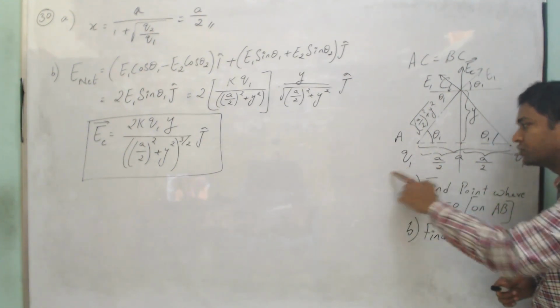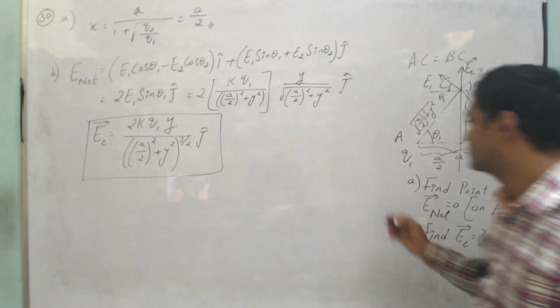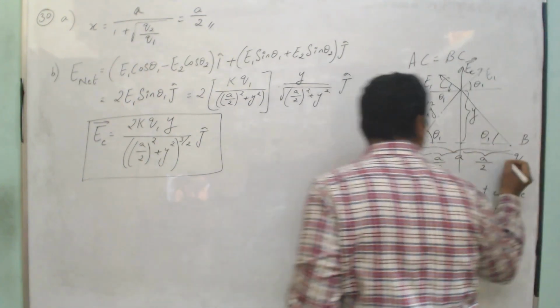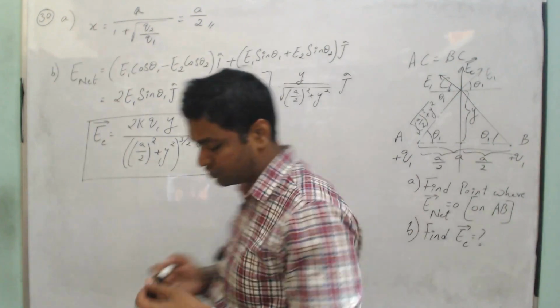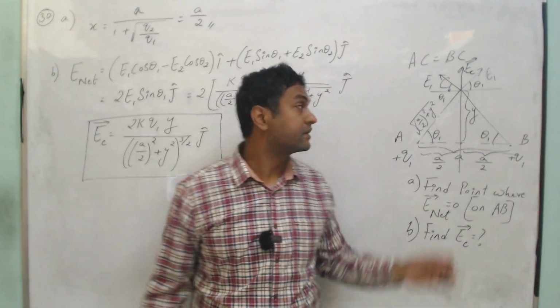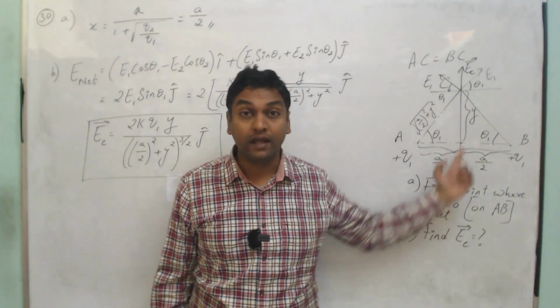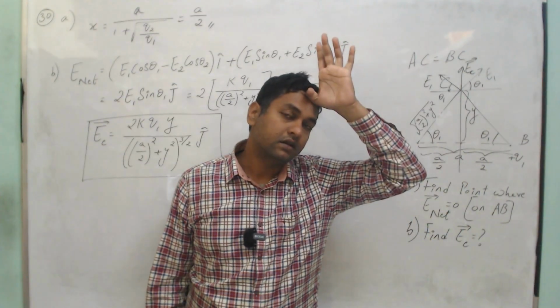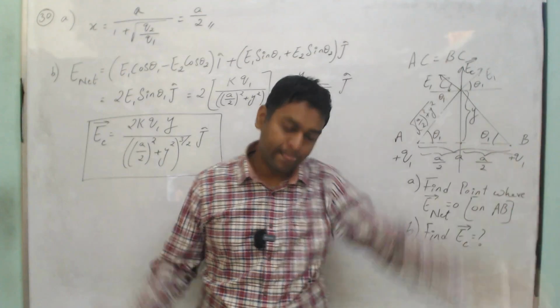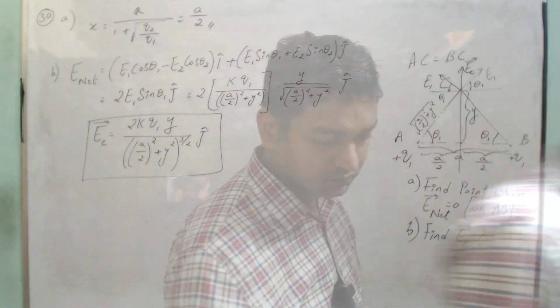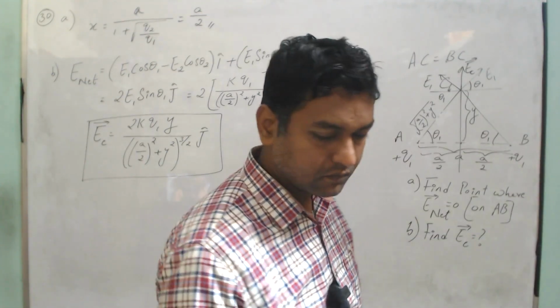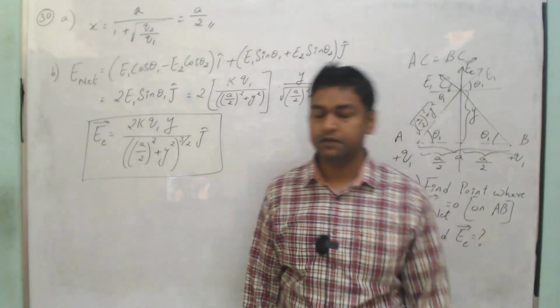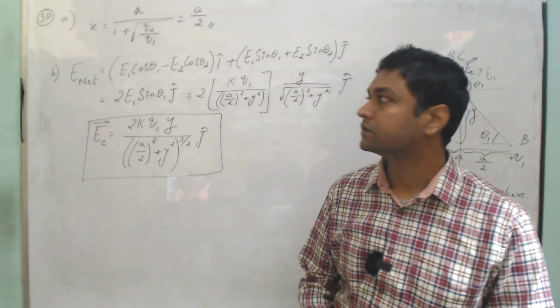And because both are positive charges, this is also positive charge plus Q1, this is also positive charge plus Q1. So the resultant electric field on the equatorial line is in the upward direction. Clear? I hope everything till here is all clear, right?